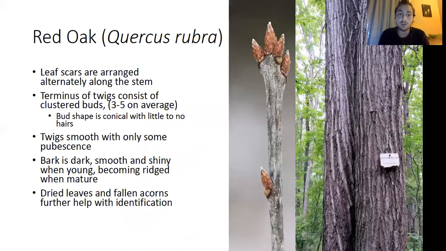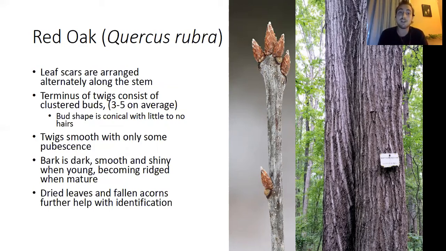So for our red oak, the leaf scars and buds are arranged alternately along the stem. Now, the terminus of the oaks can actually be a little bit confusing because they don't have just one terminal bud. Oaks in general have a cluster of buds, usually 3 to 5 on average, at the end of the twig. But it is a very, very distinctive feature of oaks too. If there is a clustering of buds at the end of a twig, it's most likely an oak.